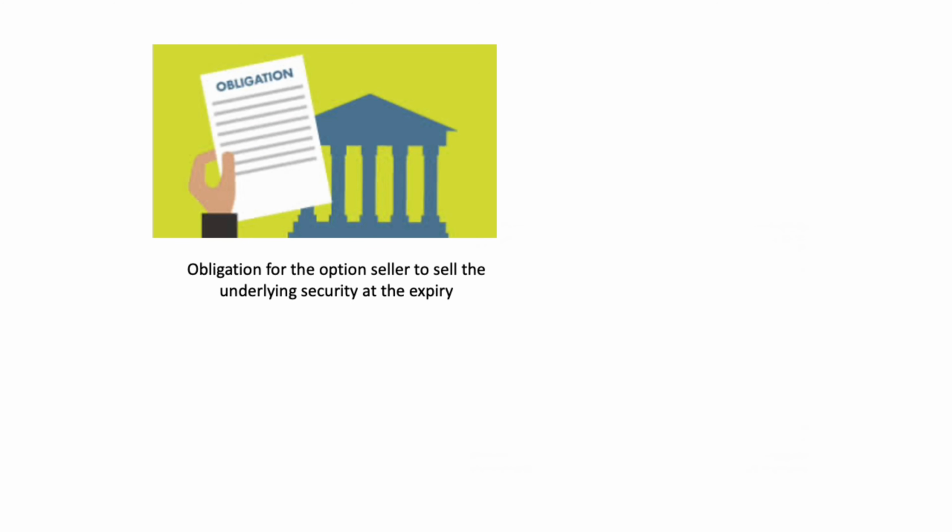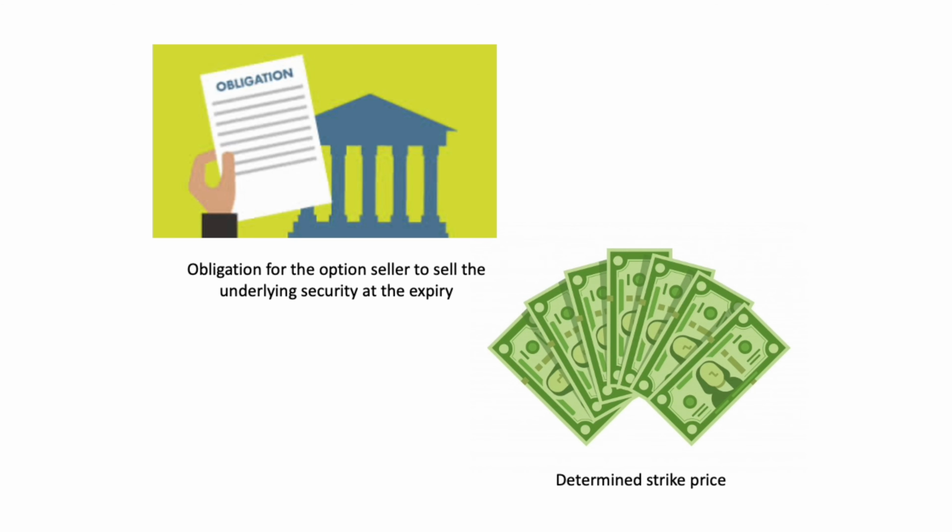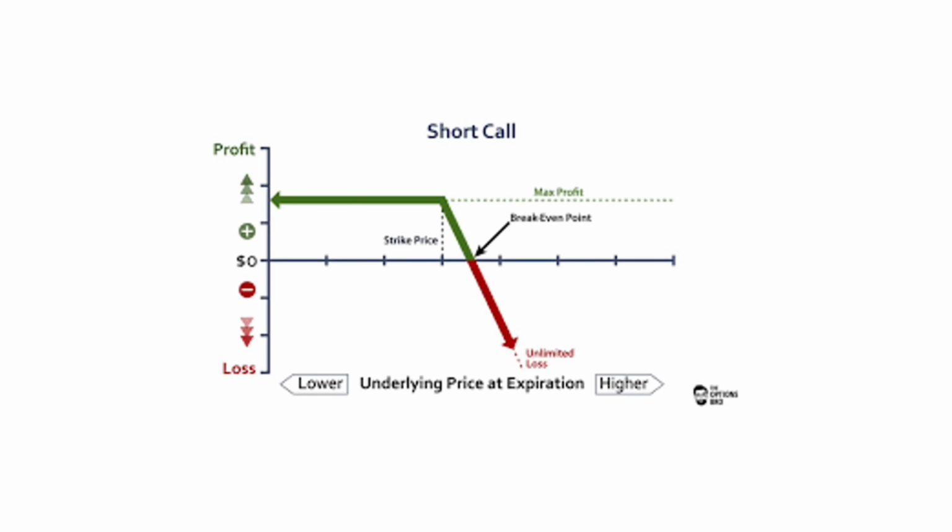Short call. It is an obligation for the option seller to sell the underlying security at the expiry at the predetermined strike price. In this option, the premium paid by the buyer is received by the seller, and he is obliged to sell the asset if the option is exercised by the option buyer. In this strategy, the investor receives net premium, which is the maximum profit, and losses are potentially unlimited, and hence it is a risky strategy.